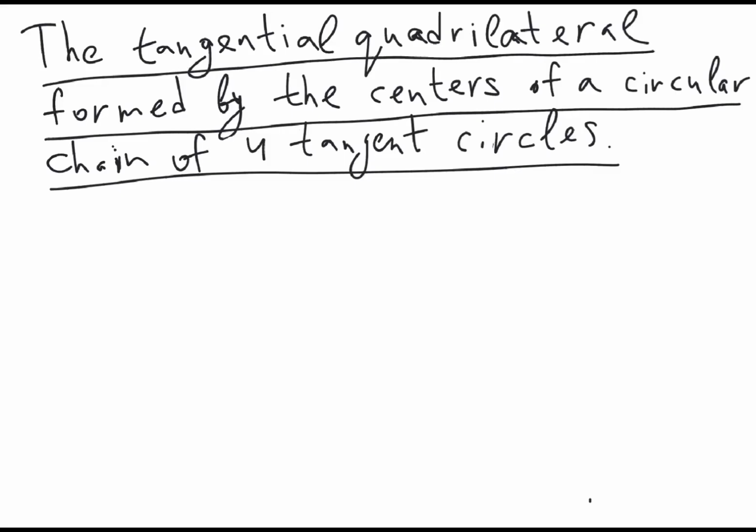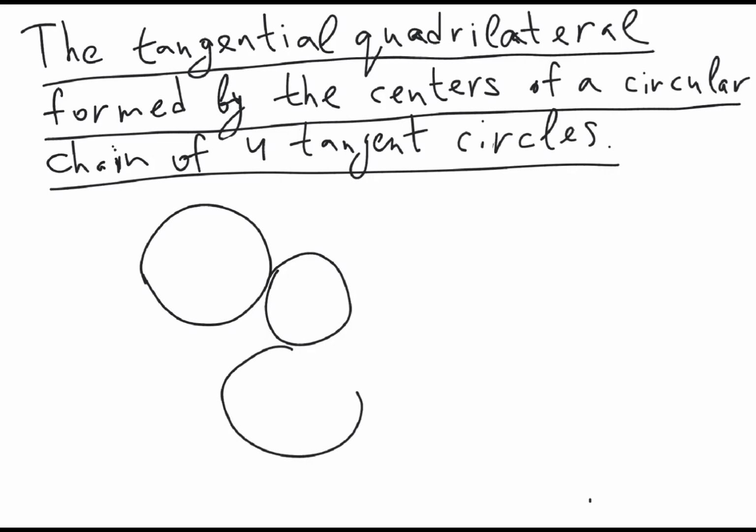Okay, in this video I'm going to talk about the tangential quadrilateral formed by the centers of a circular chain of 4 tangent circles. So basically we have a circular chain of 4 circles, something like this. So basically 4 circles that are circularly tangent to each other.